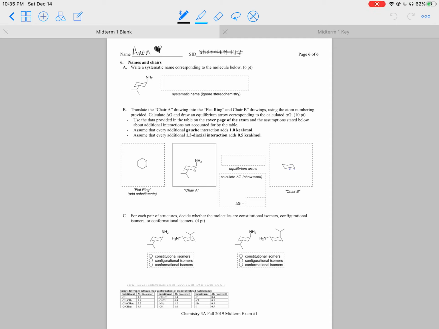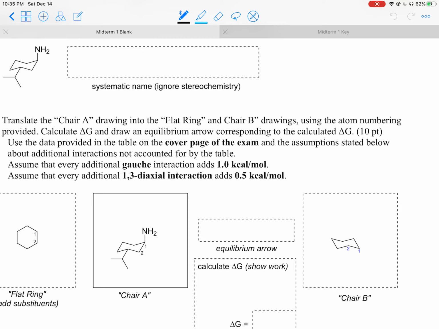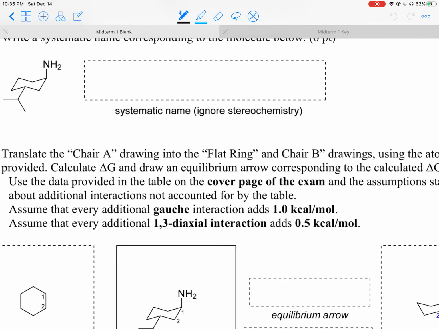Okay, y'all, we are finally on the last page of midterm 1. It's definitely taken us longer than 2 hours, which is the allotted time, but we're explaining everything, and it's okay.